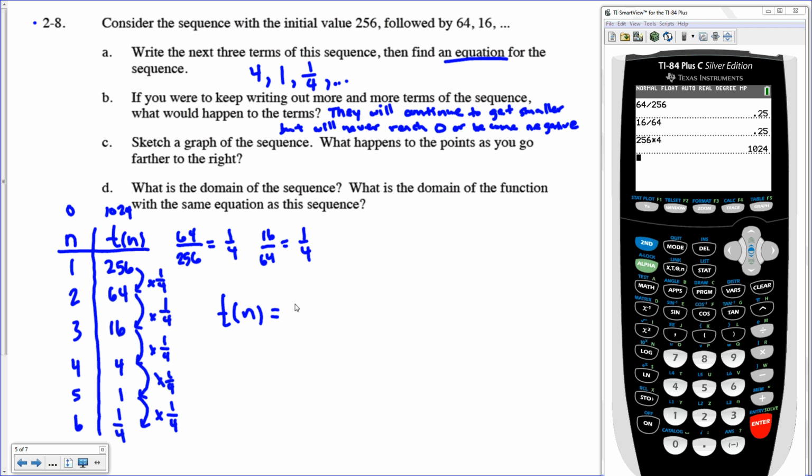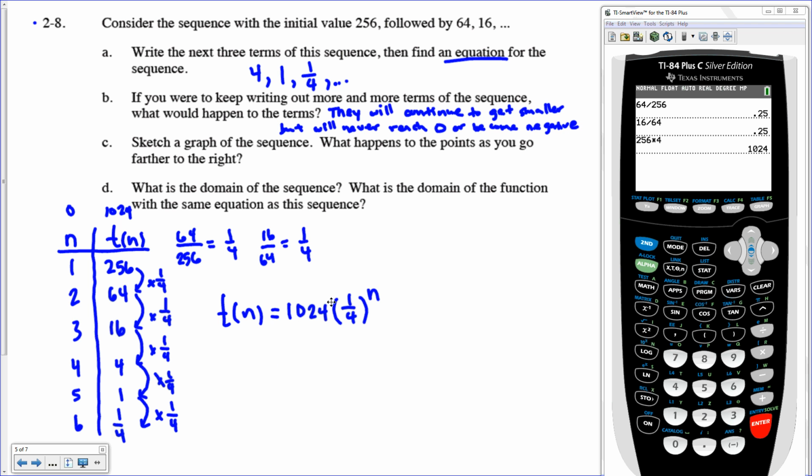So we'd need to start at 1024, and then we would multiply that by 1/4 n number of times. So if I said 1024 times 1/4 one time, it would give me 256. If I took 1024 and multiplied it by 1/4, and then multiplied it by 1/4 again, so twice, I would be at 64. So you see how that works.